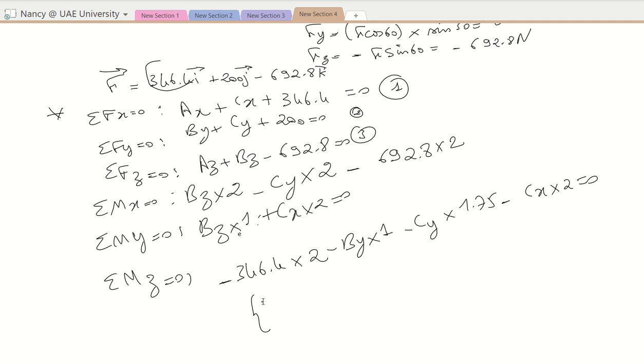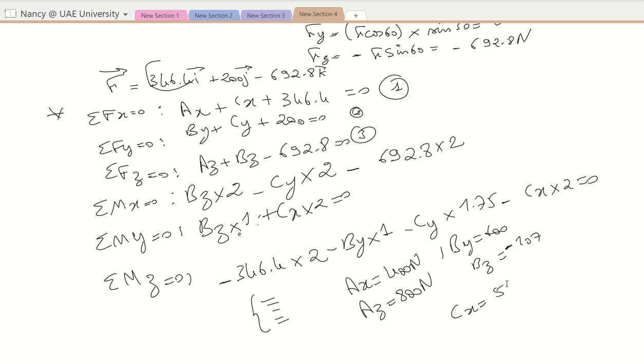Now, if we do the calculation, you will find the 6 unknowns. You will find that Ax is equal to 400 Newton, Az is equal to 800, By 600, Bz negative 107, Cx 53.6, and Cy 800 Newton. So this is just important.